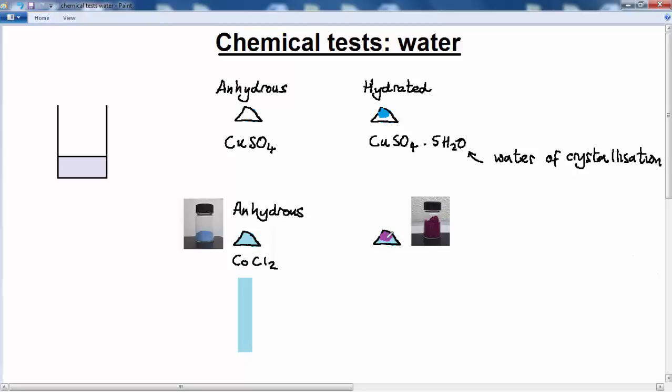Okay, so the purple crystal here is hydrated cobalt chloride, and this has 6 molecules of water for every cobalt chloride unit in the lattice structure.